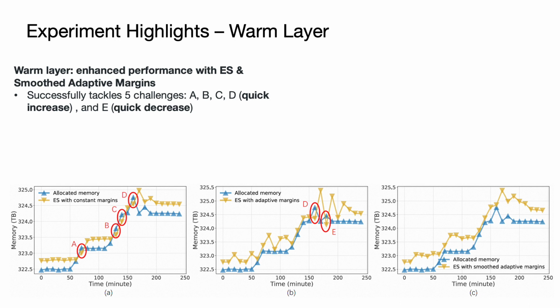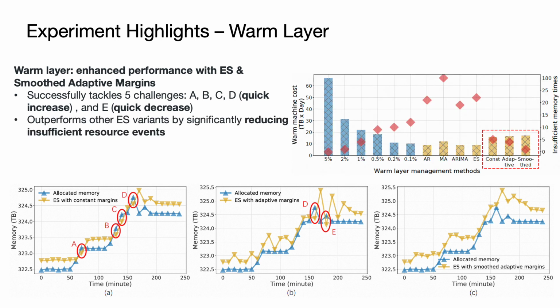In the warm layer, ES with smoothed adaptive margins successfully tackles 5 spikes, as shown in the figure, points A, B, C, D, and 1 quick decrease at point E. It also outperforms other ES variants by significantly reducing the insufficient resource events. Moreover, it comes with only a minimal cost increase.